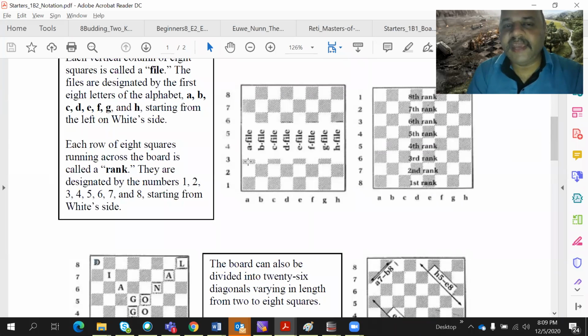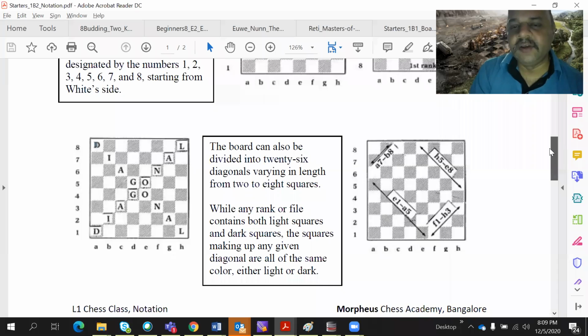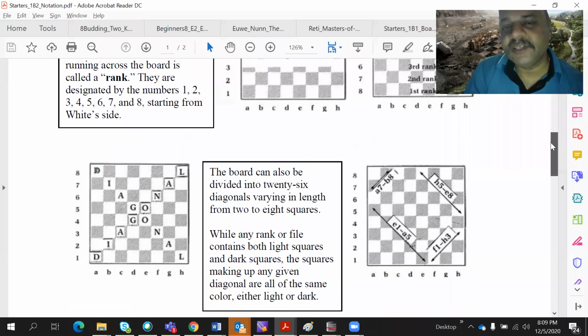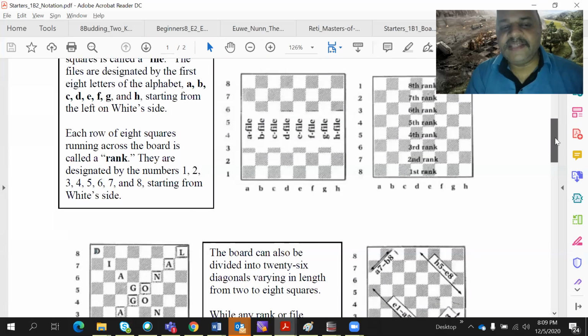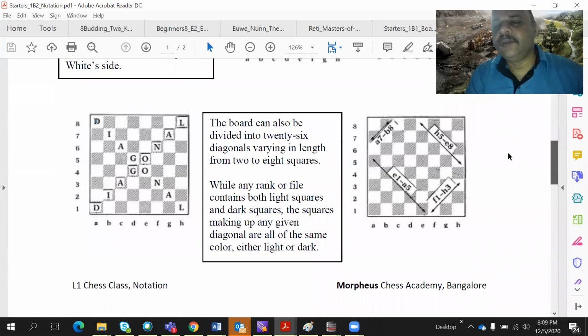Rooks move on ranks and files, yes. Rooks move on rank and file, and the bishop moves on diagonals, and the queen is a combination of rook and bishop, so it moves on both ranks and files as well as diagonals, right? So it is very important to get this in your head.